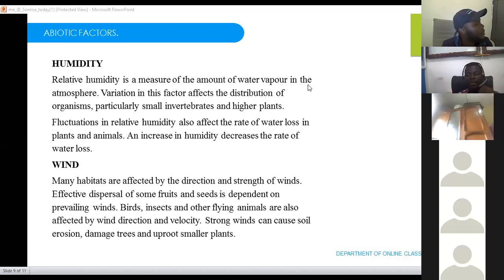All right, then again, I told you that the loss of water from plants is called transpiration. Now, if we have a lot of water moisture or water vapor in the atmosphere, then there will not be a lot of transpiration or loss of water from the plants. Okay, then the opposite works also, that when we have decreased humidity, then the loss of water from the plant also increases.